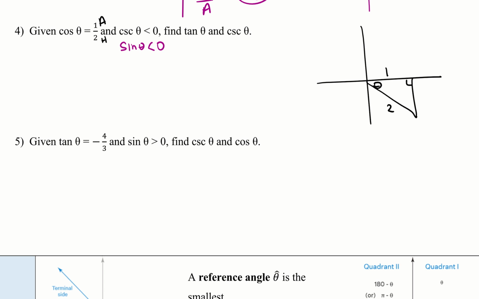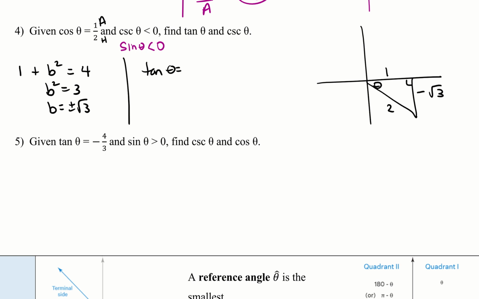So I'm going to use the Pythagorean theorem. So legs squared plus a missing leg squared, which I'll just call b right here, is equal to the hypotenuse squared. So b squared is 3, and b is plus or minus the square root of 3. Now we already decided that this is going down, so I'm going to use the negative root 3 here. So the tangent of theta would be the opposite over the adjacent.